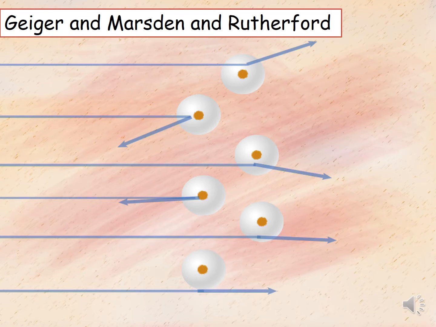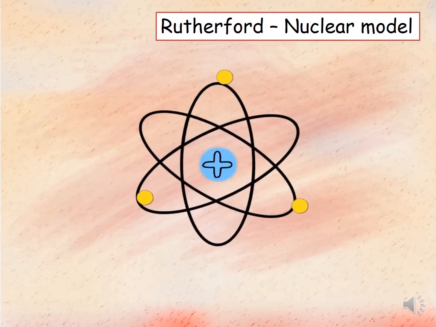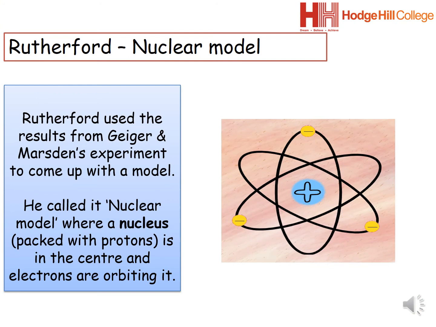These are the results of the scattering experiment. Now, the alpha particles did not pass straight through the pieces of foil as expected. Instead, they were deflected in all different directions, as you can see here. Let's now have a look at Rutherford's model. He called it the nuclear model.